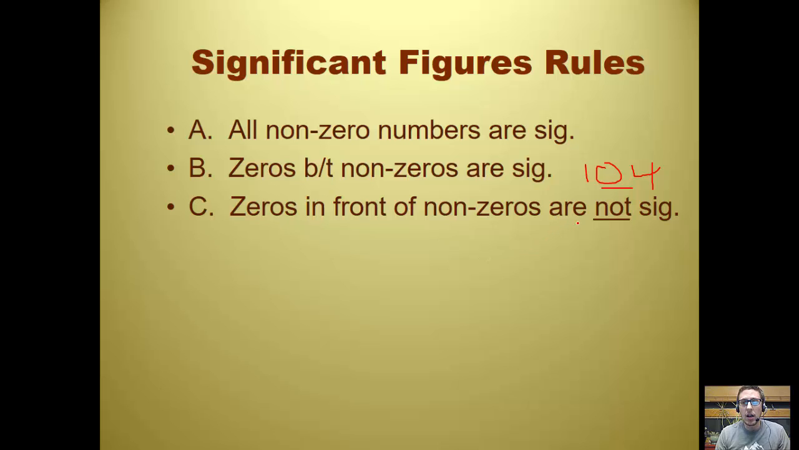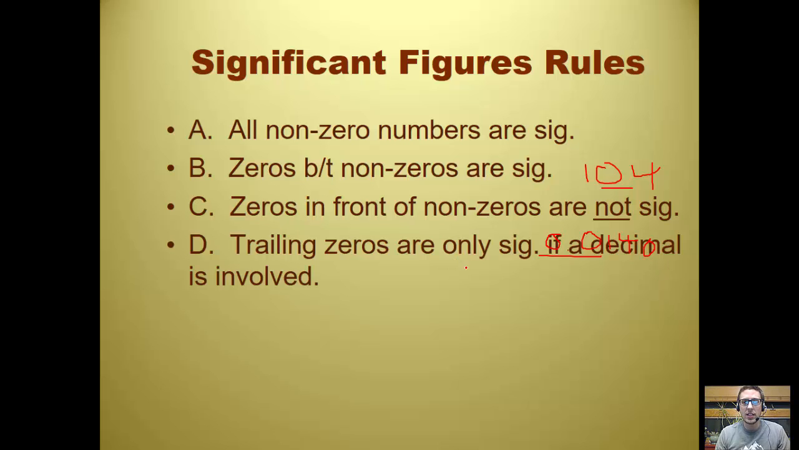Zeros in front of non-zeros are not significant. So if we have 0.014, these are not significant. If we add one after this, it is. In fact, that is called a trailing zero. Sorry that this is difficult to see at this point. But that last zero, so if we have 0.120, both of these are significant. If a decimal is involved. Remember, only if a decimal is involved.